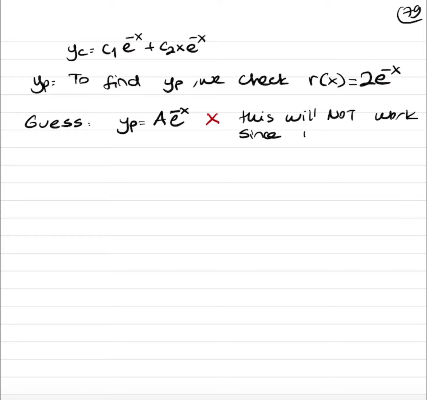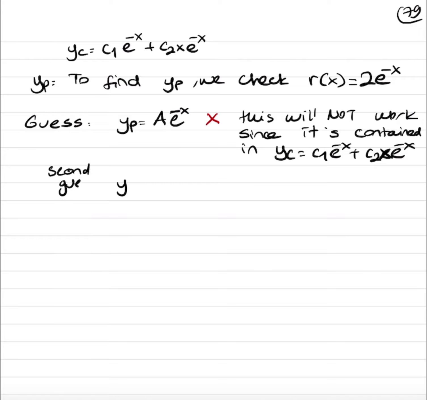Since it is contained in y complementary, which is c1 e to the power minus x plus c2 x e to the power minus x. Okay, second guess. Let's multiply by x, so x times e to the power minus x. This will not work again because it is also contained in y complementary.